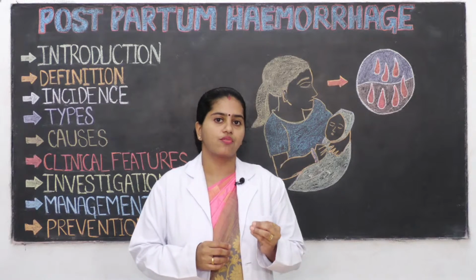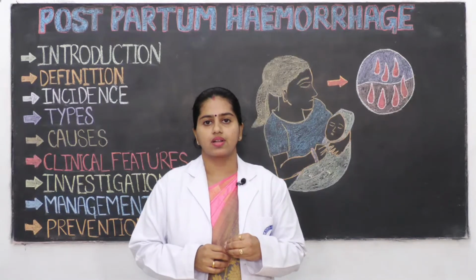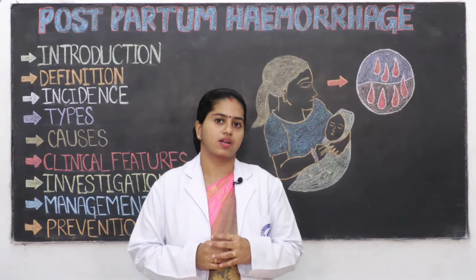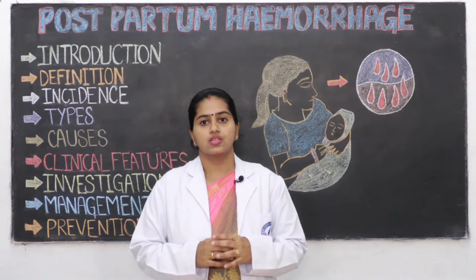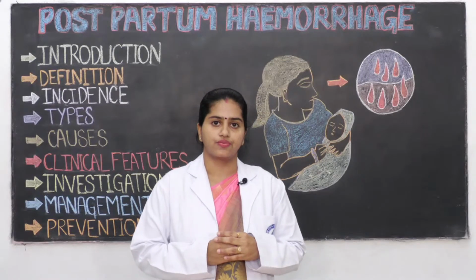It becomes soft, flabby and boggy in nature. That is known as the atonicity of the uterus, loss of tone. So let us discuss the causes of atonicity of the uterus.